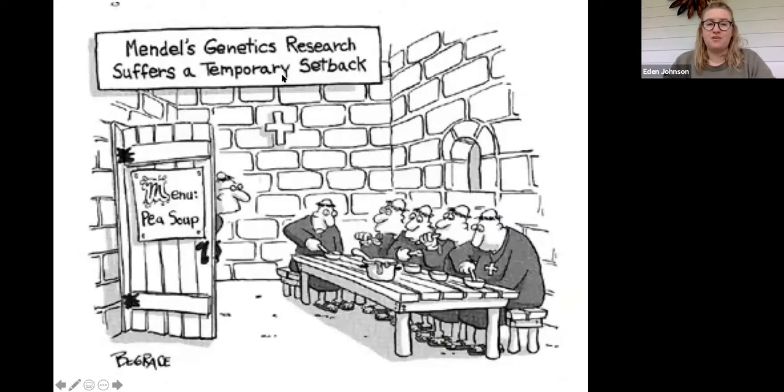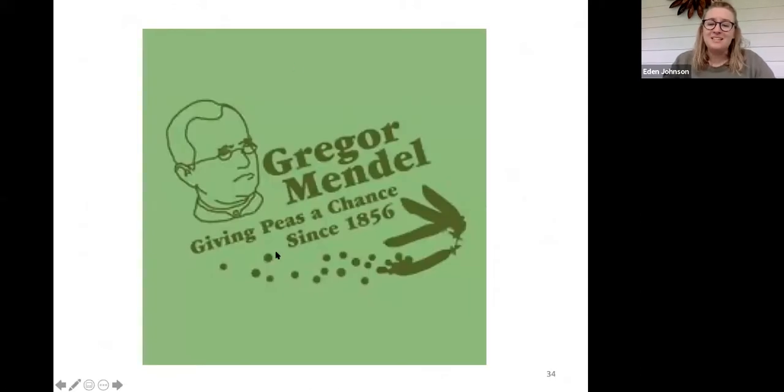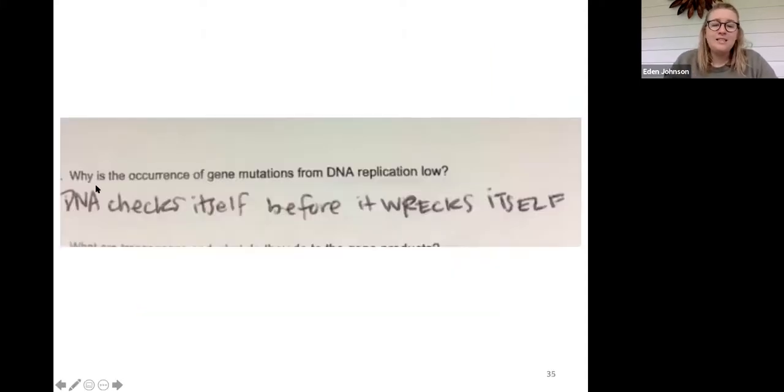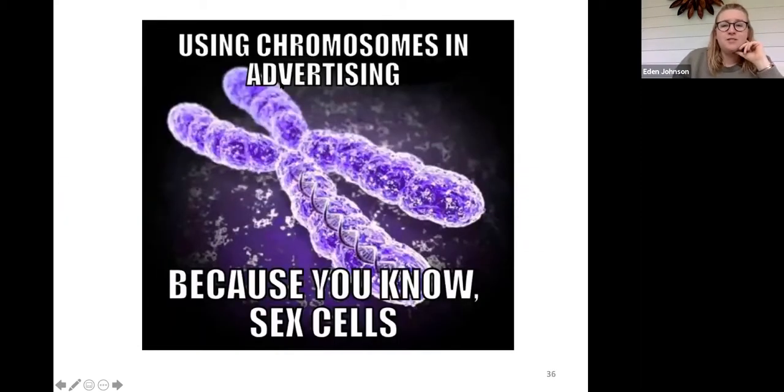Mendel's genetics research suffers a temporary setback. All the Austrian monks at the monastery menu pea soup. Gregor Mendel giving peas a chance since 1856. So cute. Why is the occurrence of gene mutations from DNA replication low? DNA checks itself before it wrecks itself. True. Checkpoints in the cell cycle. Maybe the best answer ever. Using chromosomes in advertising because, you know, sex cells, you get it? Sperm and egg. God damn.